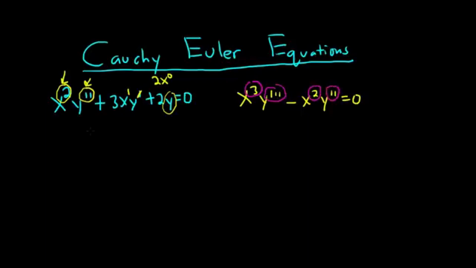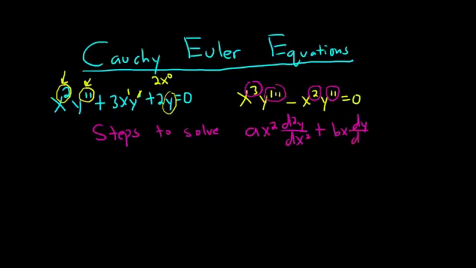So in this video, I'm going to give you the steps to solve a Cauchy Euler differential equation, and we'll do a simple example. These steps are for the following differential equations. So, steps to solve. Let's say we have an order 2 differential equation, ax squared times the second derivative, plus bx dy dx, that's the first derivative, plus cy equals 0.